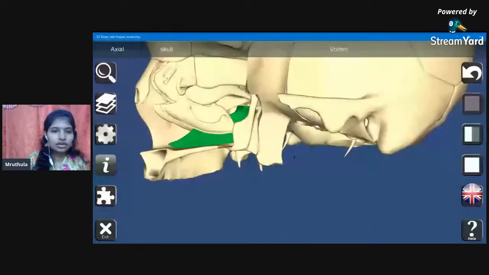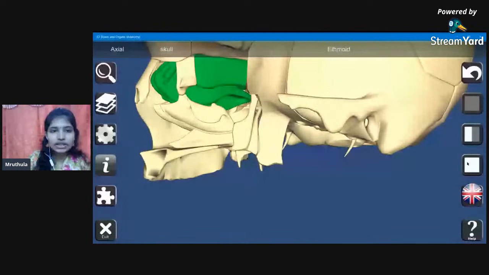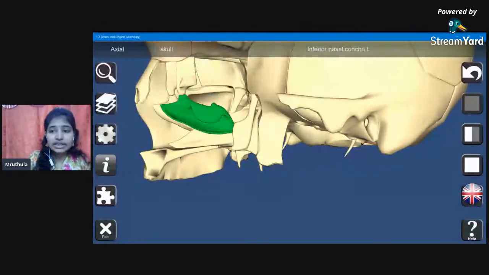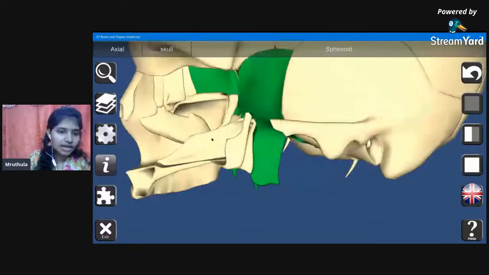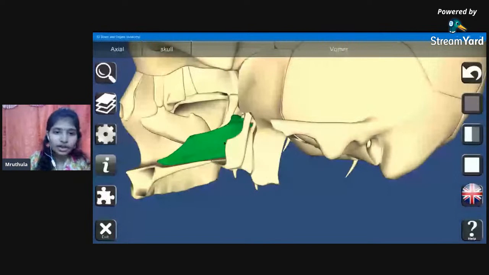Let us remove the concha, inferior, superior, middle concha, so that we will be able to see the medial nasal septum or the median nasal septum. Okay, so what are you seeing here? The one which I've highlighted is called the vomer bone. Okay, we said vomer forms the inferior part of the bony nasal septum.